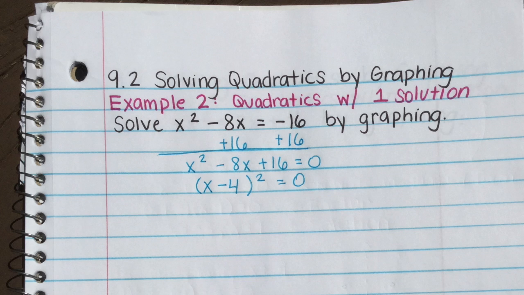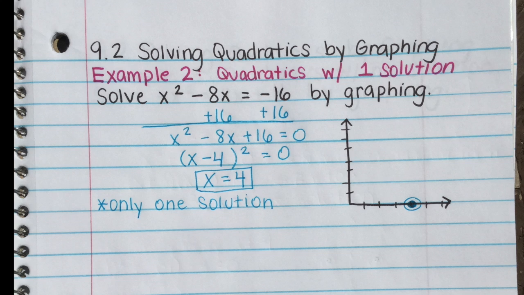And this is kind of where we see the difference between when we have one solution versus two solutions, which was our first example. So since I only have one quantity being squared, there's only one solution, and that solution is x equals 4. So again, right here, this could be the end of solving that problem. However, I will just go ahead and show what that graph looks like.